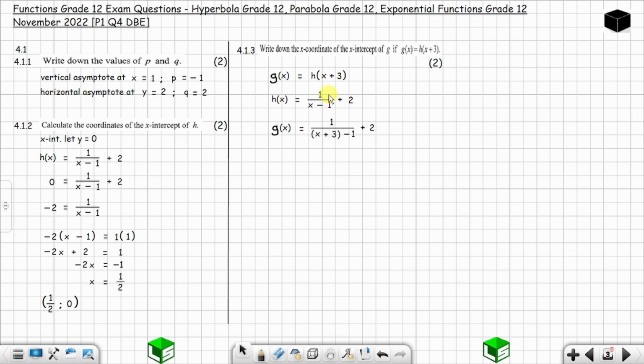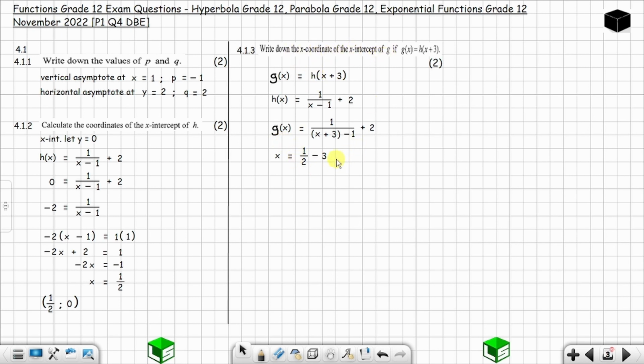So when you shift this hyperbola 3 units to the left, you are going to get this equation. From h to g, you shift 3 units to the left. So in order to avoid all the calculations, just take the x coordinate of the x-intercept for h, which is equal to this, and to get g, you subtract 3 because you have a shift to the left by 3 units. Remember, positive is to the left. So this is the x coordinate of the x-intercept for g, avoiding all the calculations of letting y equal to 0 to get the x-intercept.